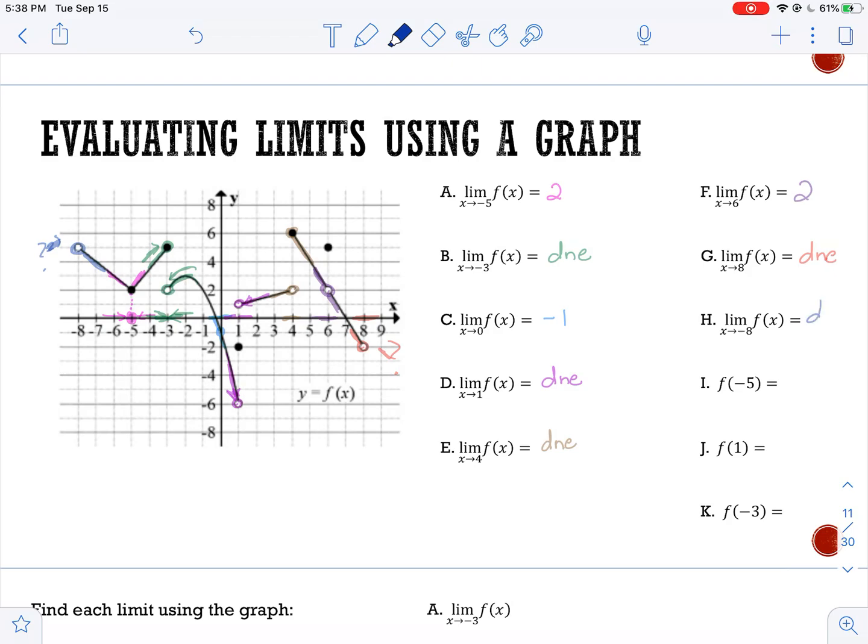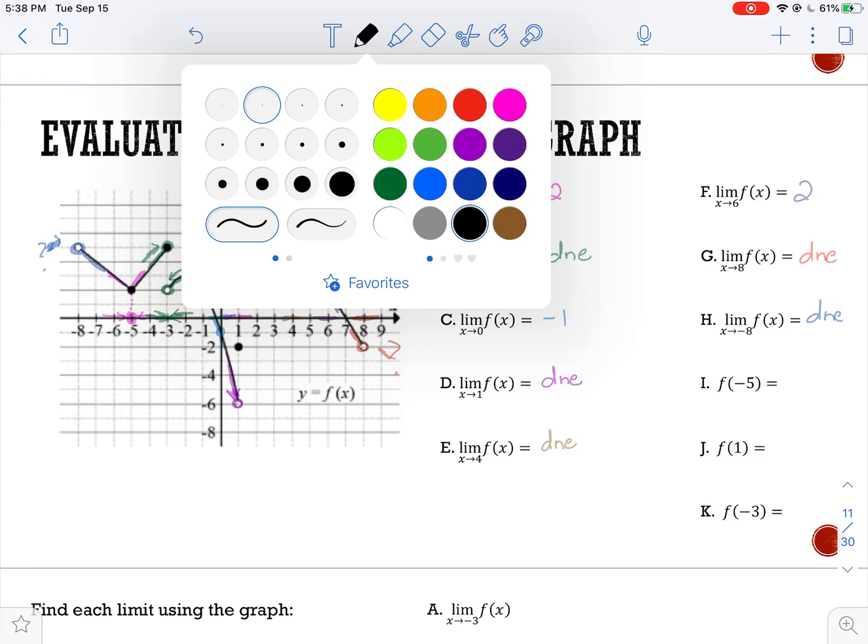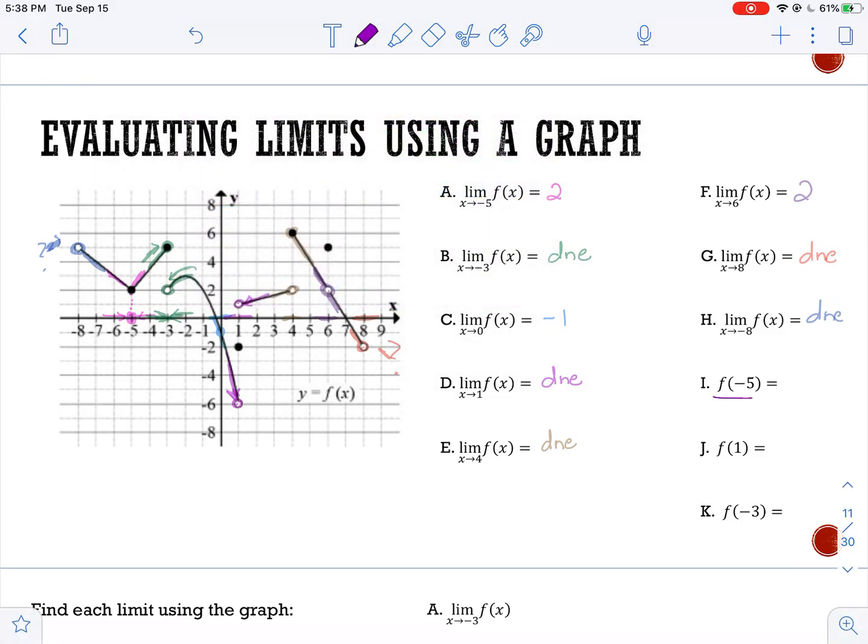But on the left-hand side, nothing's happening. I'm not connected over there, so the limit does not exist at -8. If it's just function notation, so what is the function value at -5? It wants to know what is the height at -5. So this needs to be a closed dot. So at -5, is there a closed dot? There is. It's at a height of 2.